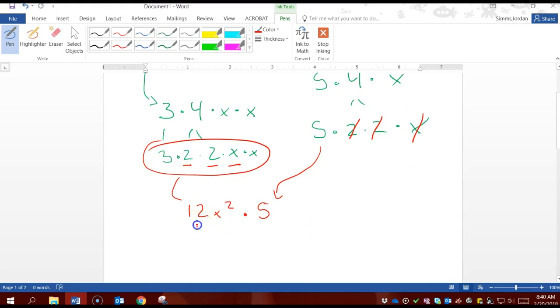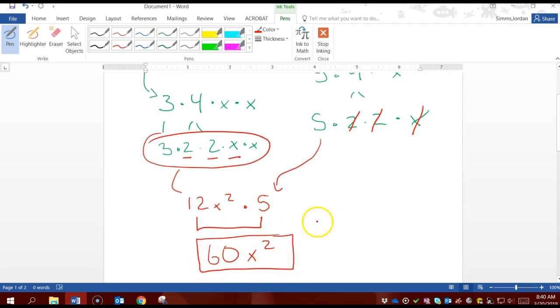Okay, so 12 times 5, we just work out the whole number parts. That's 60, and the x squared comes along. So that's going to be our LCD here, 60x squared.